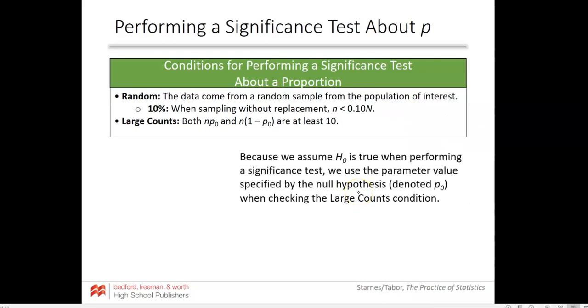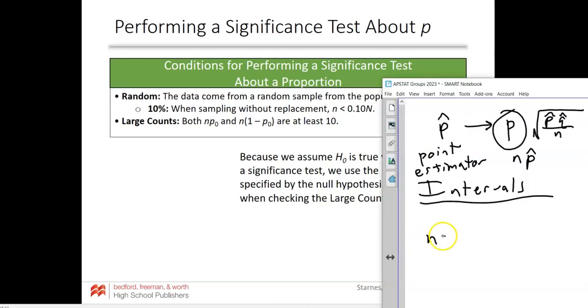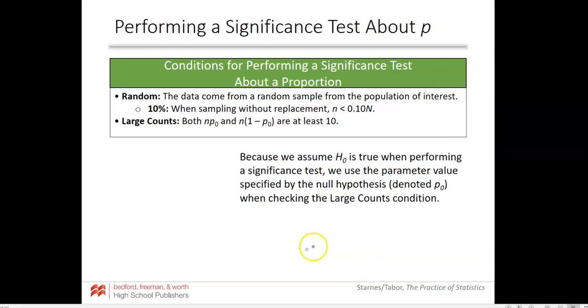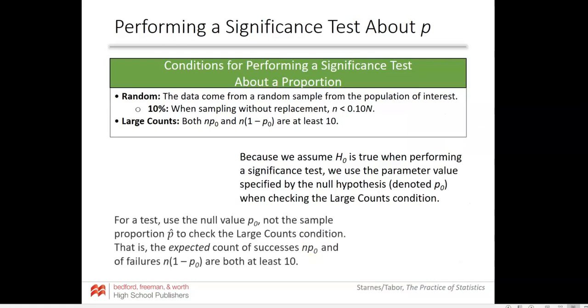Well, guess what? We have p now, right? So you can do n times p. In case you didn't know it, when it has that n p naught there, that means the null, right? You're talking about the proportion of the null. So whatever p value, the true proportion, was given to us in the problem, you're going to use that, not p hat like we did before. That's only for intervals, we use p hat. When you know p, you're going to use p. And again, saying the same thing, whenever you're doing this, you're using the p values, not the p hats.